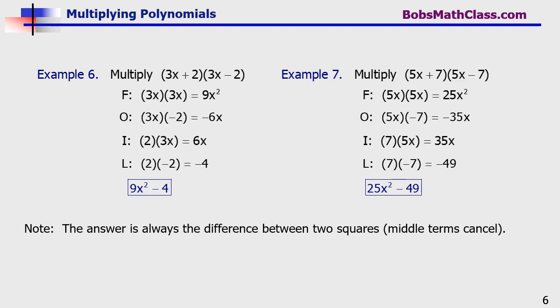In the next chapter, we're going to go backwards. It's called factoring. And we're going to go from that answer back to what the original product was. So keep this in mind. This is called the difference of two squares.